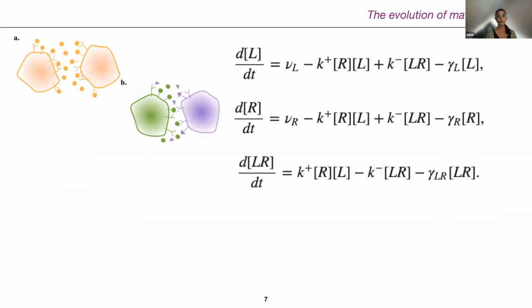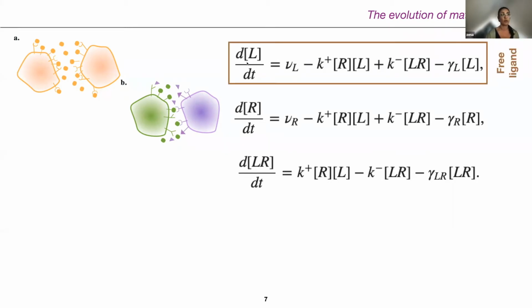To do this, again, we wrote down equations that capture the dynamics of the free and bound ligand and receptor concentration within cells. So we're following, again, ligands and receptors within cells. We are just assuming that these are essentially not diffusible anymore. I'm going to go through these equations to give you an intuition of what they mean. The dynamics of the free ligand depend on the production rate, the rate at which the ligand binds the receptor within the same cell, the rate at which the bound compound becomes unbound, and the degradation rate.